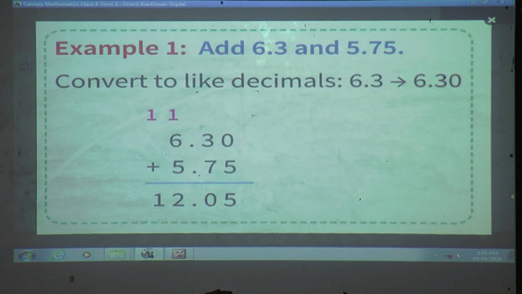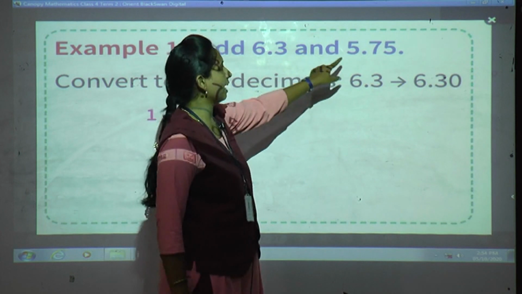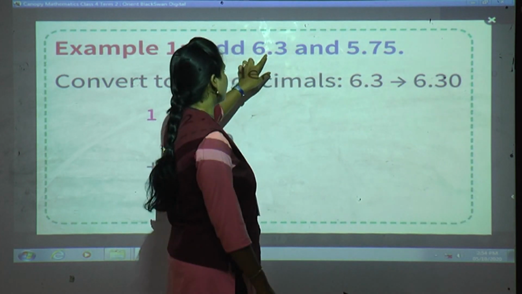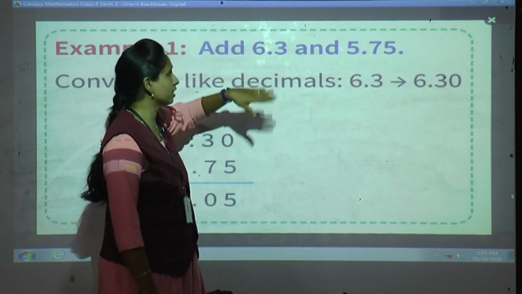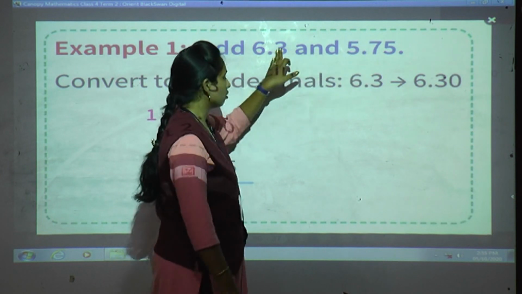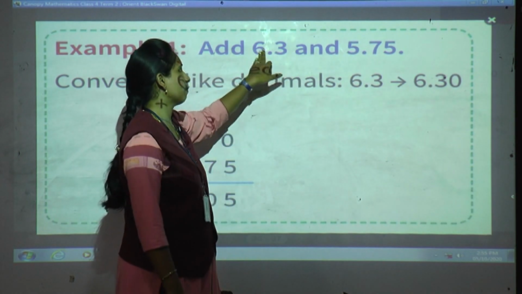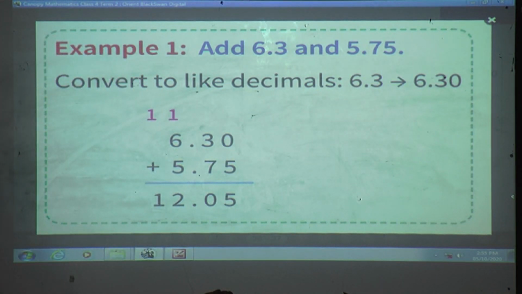Now here you can see 6.3 and 5.75. After the decimal, there is 1 digit in one and 2 digits in the other. First we need to convert them into like decimals. So here you can add 1 zero: 6.3 means 6.30.